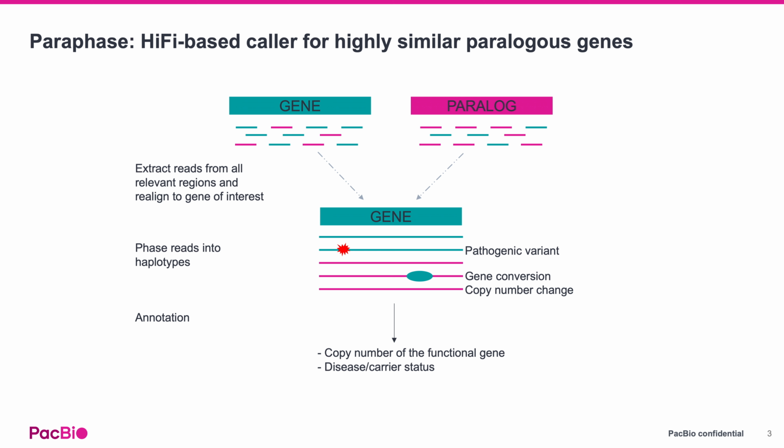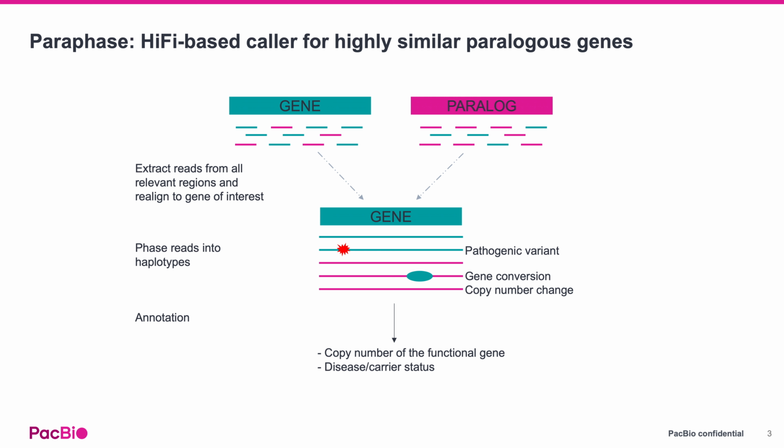Paraphase extracts reads from all relevant regions and realigns them to the gene of interest. It identifies variant sites and uses those sites to phase reads into haplotypes, which are complete copies of genes denoted by the long horizontal lines. Each haplotype or gene copy is analyzed to identify variants. A copy number change can be called from the number of haplotypes identified for a gene. For example, 3 magenta copies here indicate a copy number gain.